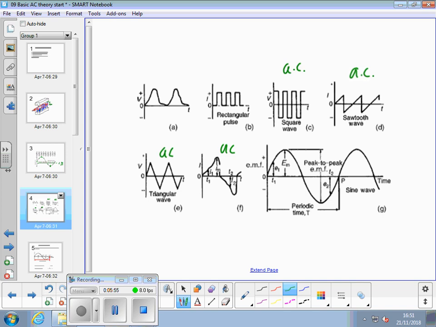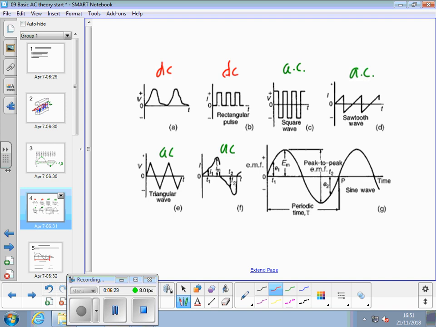Yeah, G is the expression of a sinusoid. Not B, not A. Why not B and A? Oh, they are DC. And they're DC because they don't cross zero.